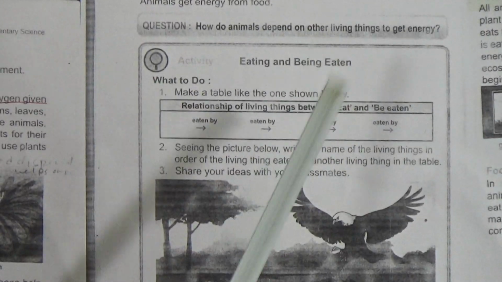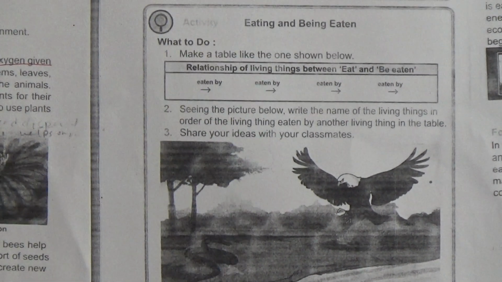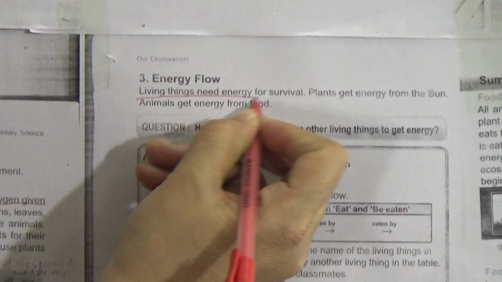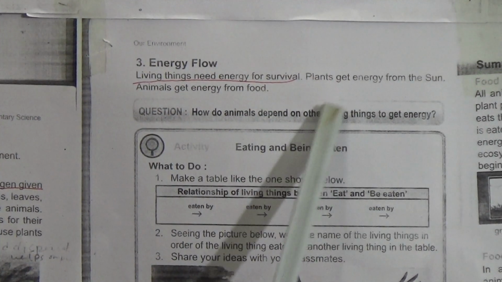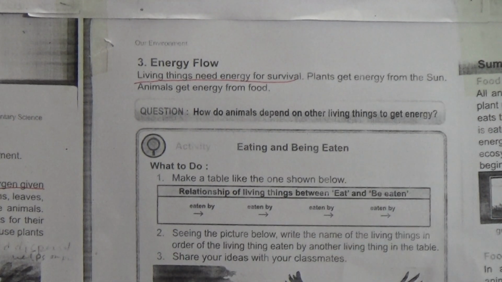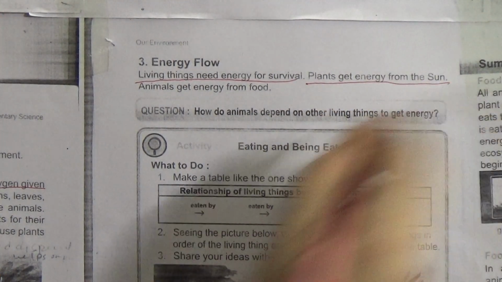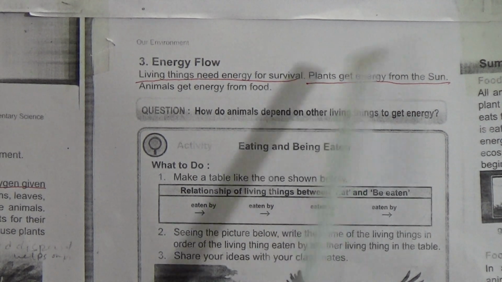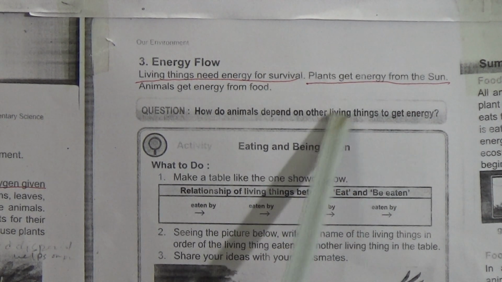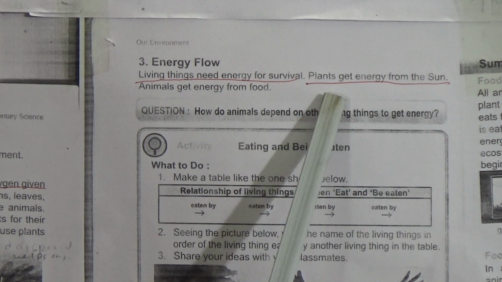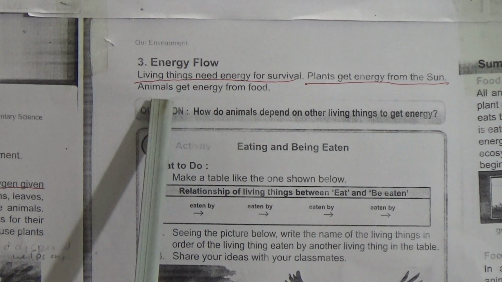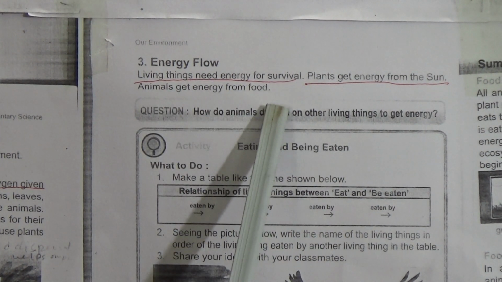Now, go to next page, energy flow. Living things need energy for survival. This is important. Fill in the blanks. Plants get energy from the sun. That means we know that the sun is the main source of energy. Sunlight is the main source of energy. So, plants get energy from the sun, animals get energy from food.